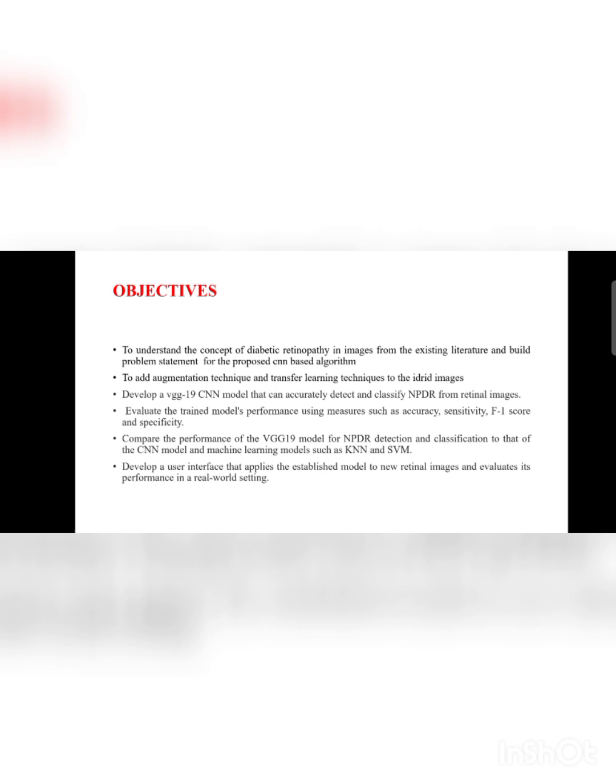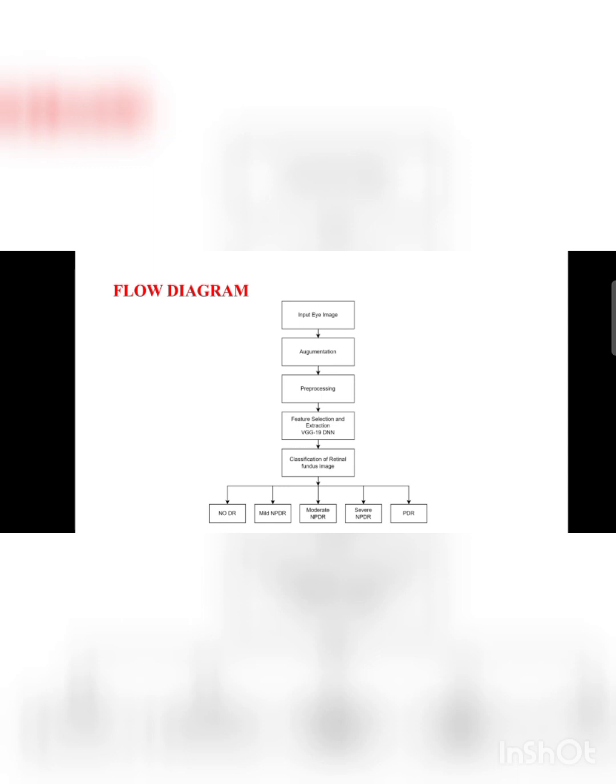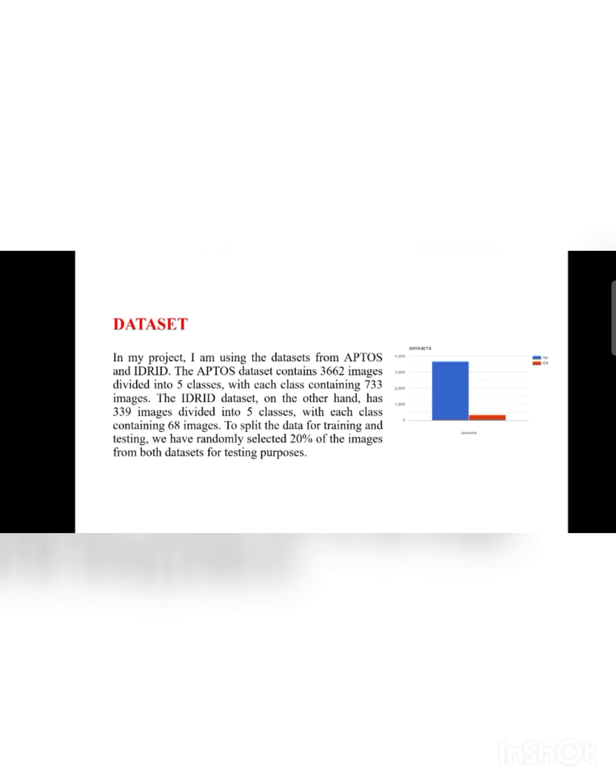We have to compare the VGG19 model for NPDR detection and classification with CNN. So we can see the flowchart where the image is sent to augmentation and then it is sent to pre-processing and then VGG19. Then it is divided into the 5 stages. So we can detect the stages.